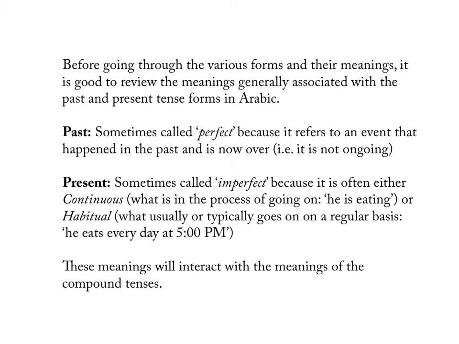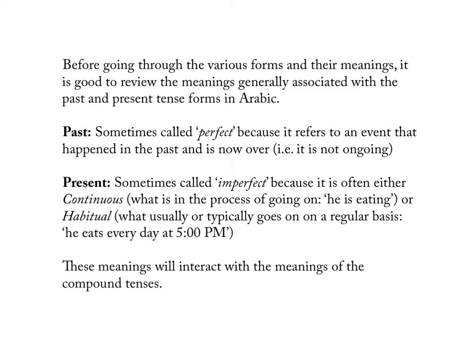A present tense form is sometimes called imperfect because it is often either continuous, which means the person is in the process of doing the verb, he is eating, or it's habitual, which refers to what a person usually or typically does on a regular basis. He eats every day at 5 p.m. Notice that in English we use different forms to express continuous and habitual, but in Arabic the imperfect or present tense is used for both of these.